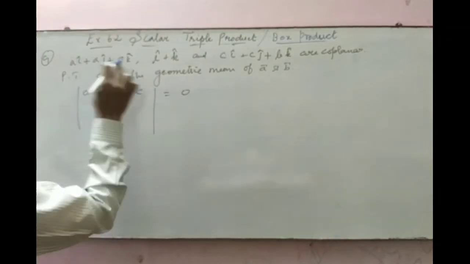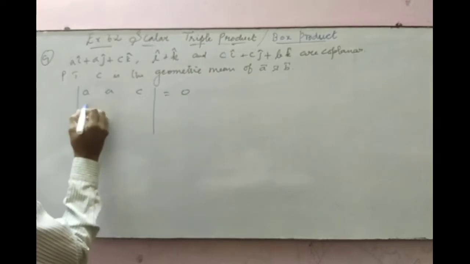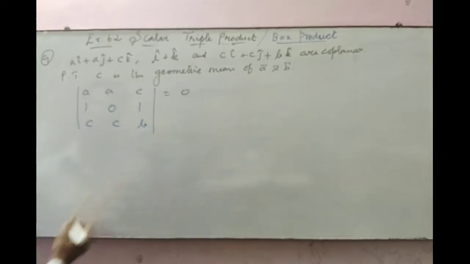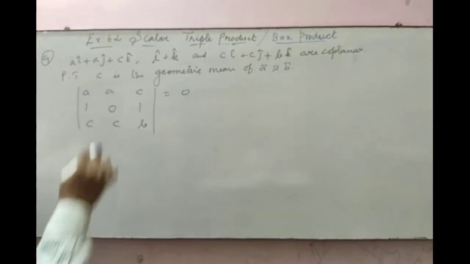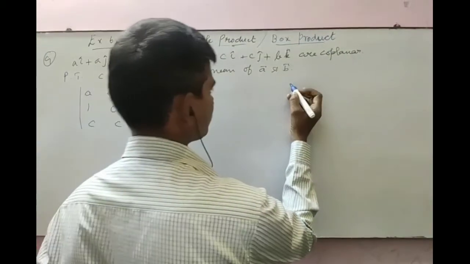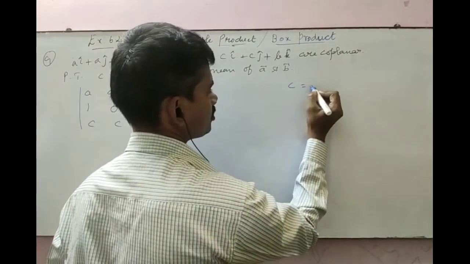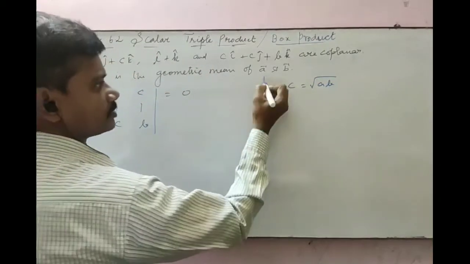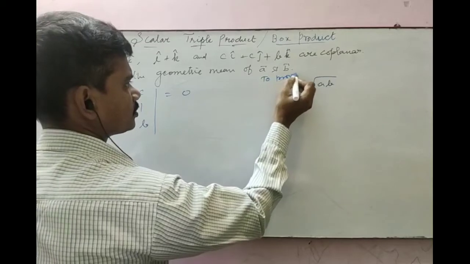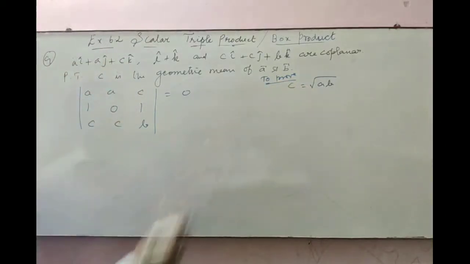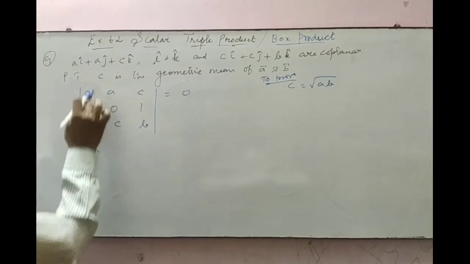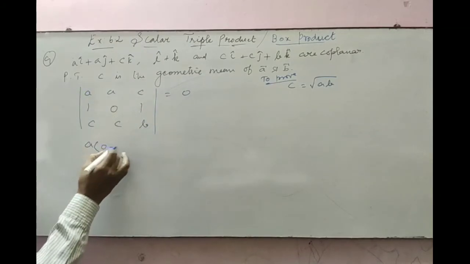So what are the three vectors? The components of the first are a, 0, c. The second one is 1, 0, 1. And the third one is c, c and b. We have to prove that c is the geometric mean of a and b. C is the geometric mean of a and b means I have to get the value of c as root of ab. So I am going to expand this: a into 0 minus c.